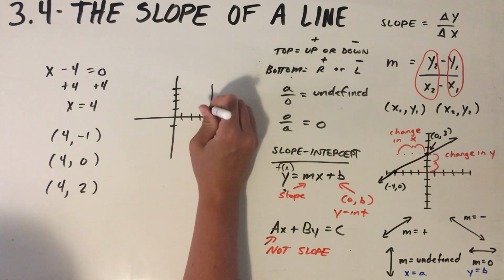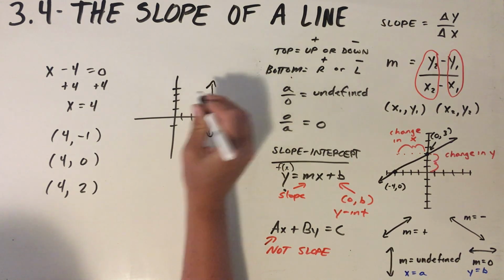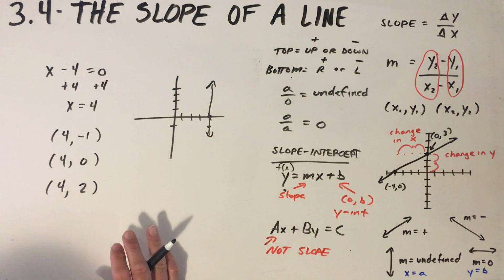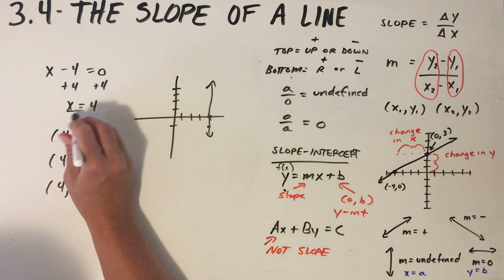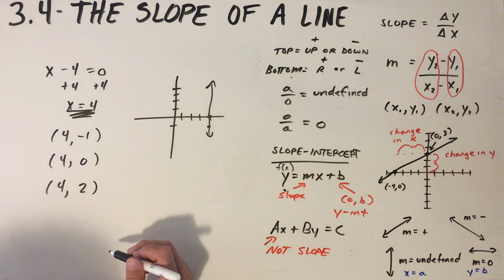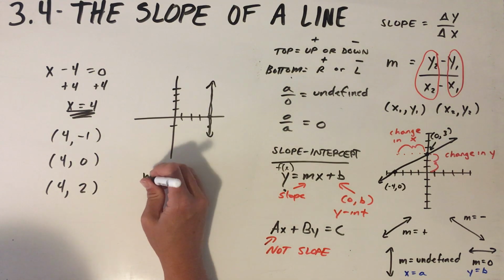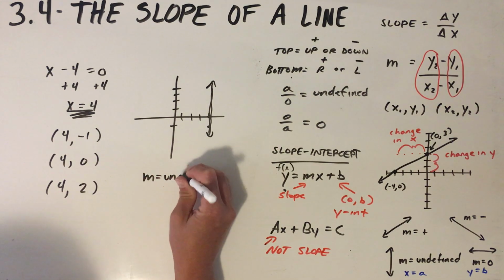You can see that this creates a vertical line. And what you need to understand here, or make a connection, that your life will be so much easier when you make this connection, that x equals some number is a vertical line. It makes a vertical line, which means that the slope of the line we're looking at is undefined.